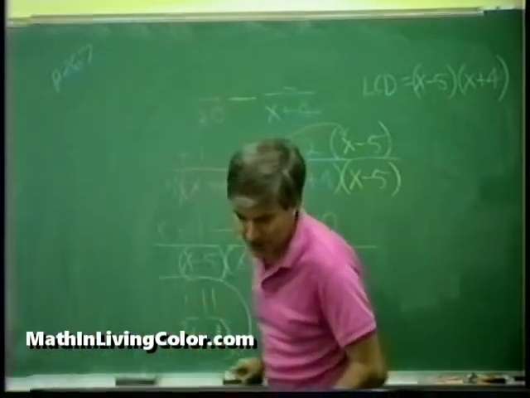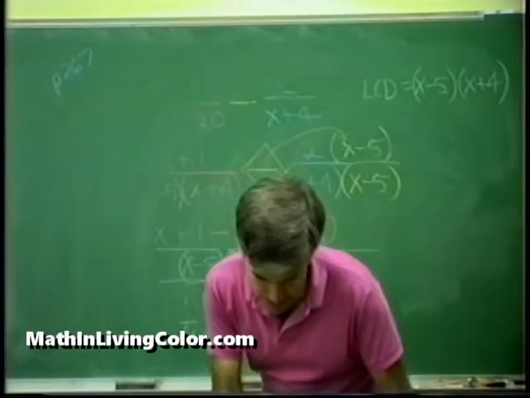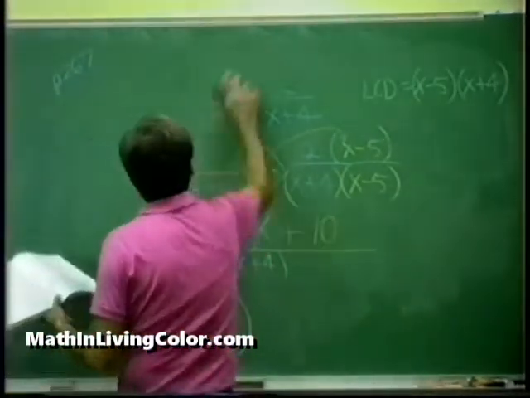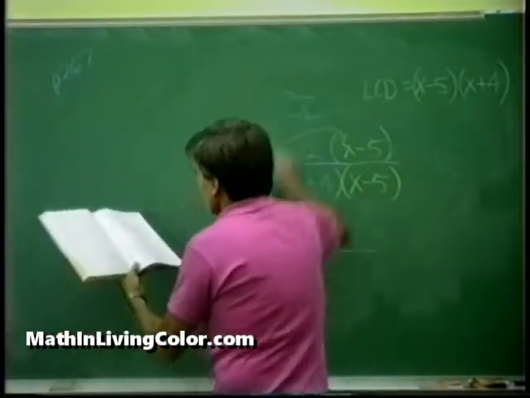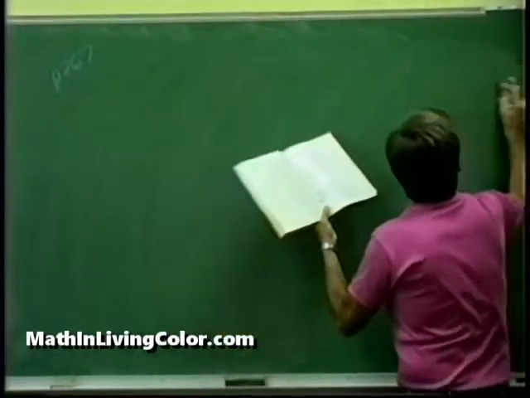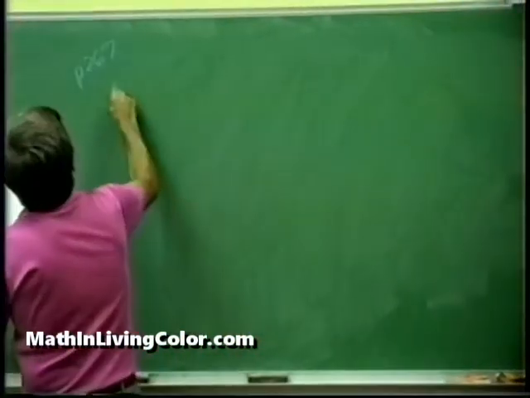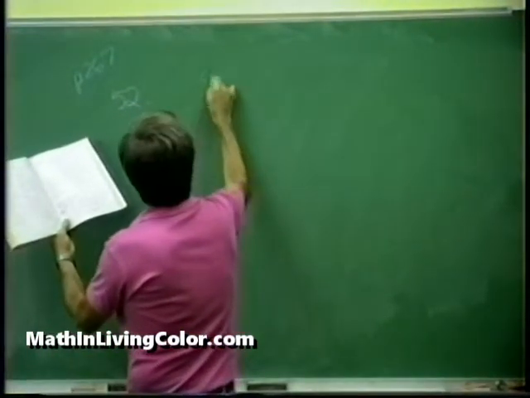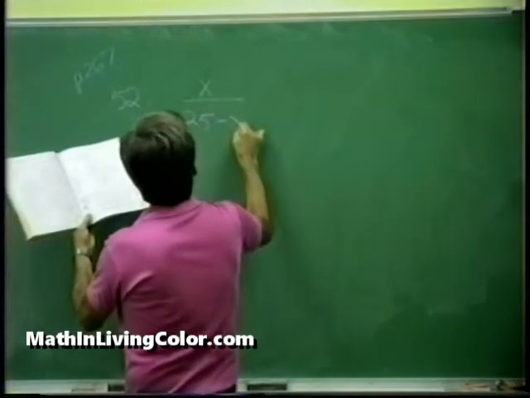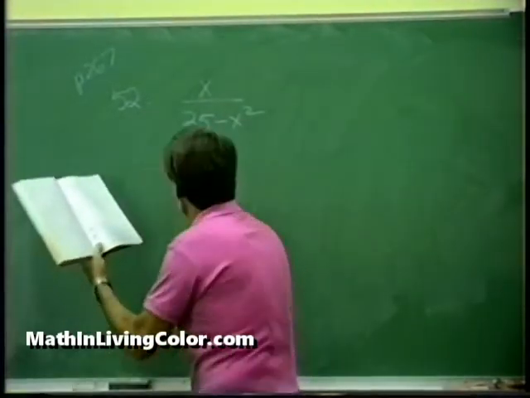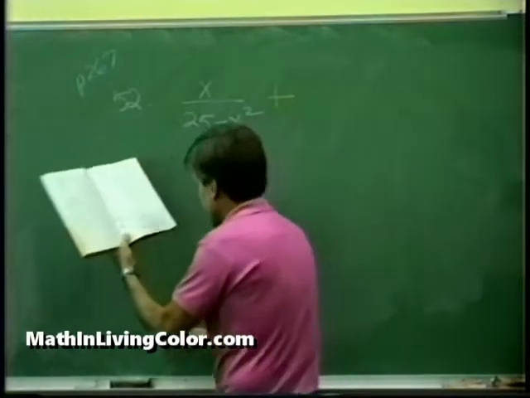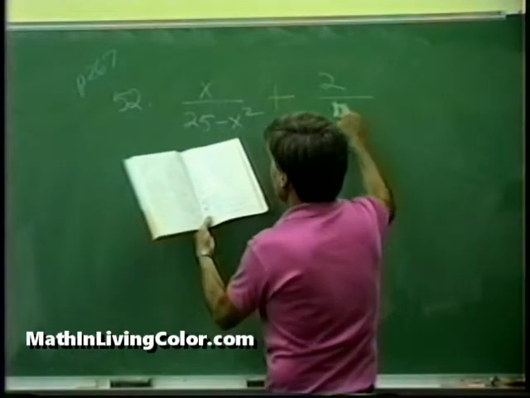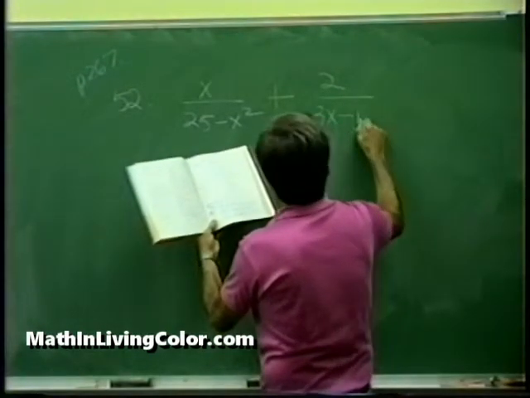Okay, let's go on down to number 52. Number 52, it says x divided by 25 minus x squared. And then it says plus, and then the second fraction says 2 divided by 3x minus 15.